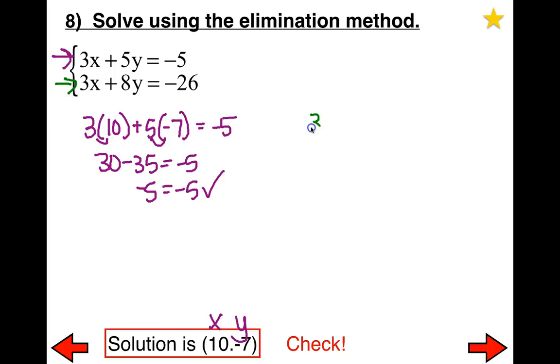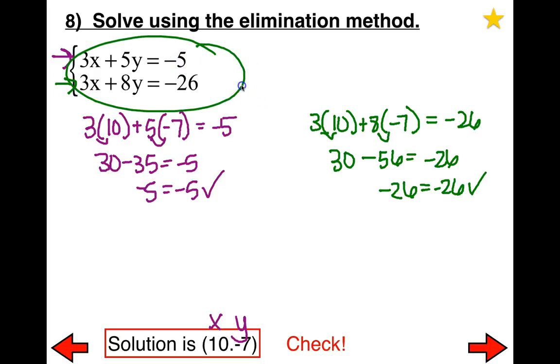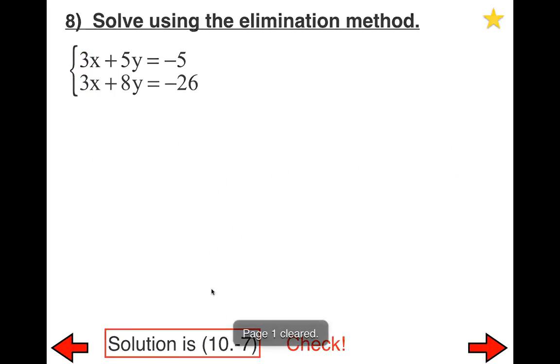So here we have 3 times x, which is 10, plus 8 times y, which is -7. It's supposed to equal -26. So we have 30 minus 56 equals -26. This is true. And because it works for both, I can confidently say the solution to this system is indeed 10 comma -7. So hopefully you got the hang of it.